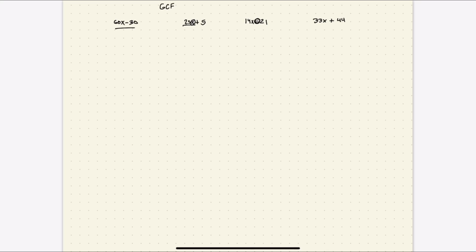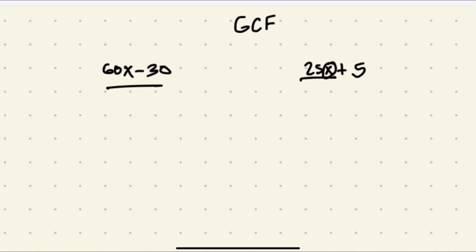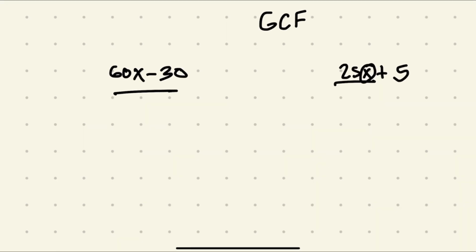Today we will be going over using the greatest common factor to factor out expressions, and we have 4 examples here to go through, so let's begin. The first one is 60x minus 30.